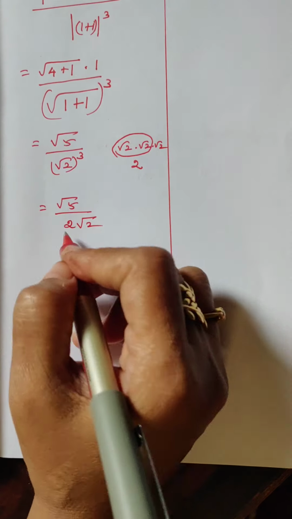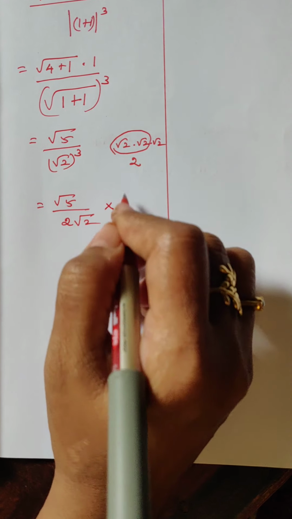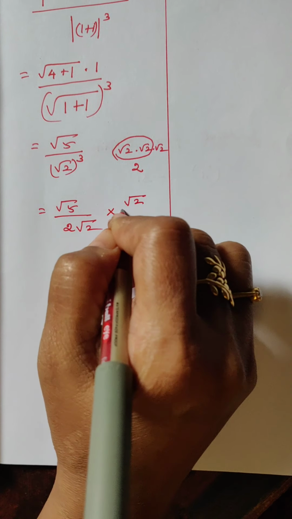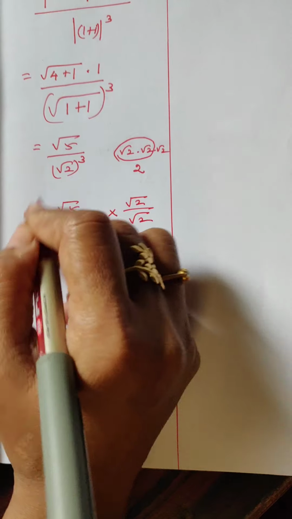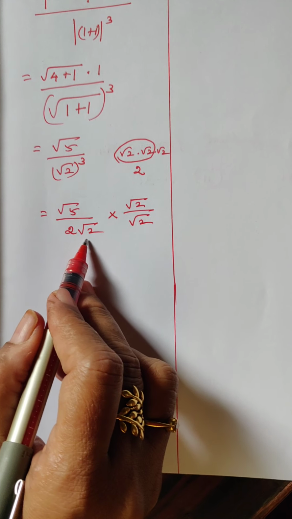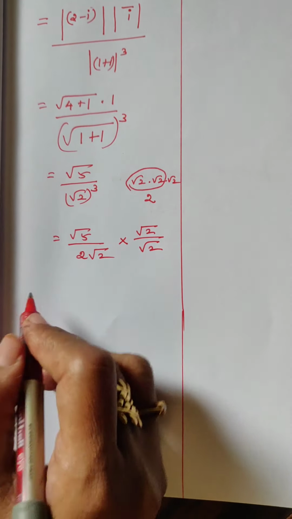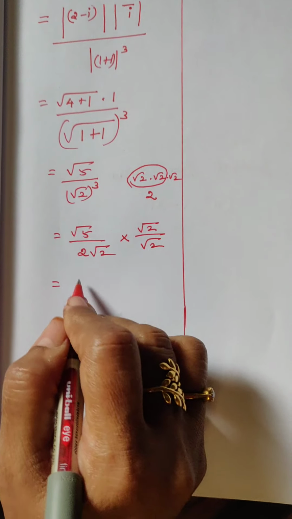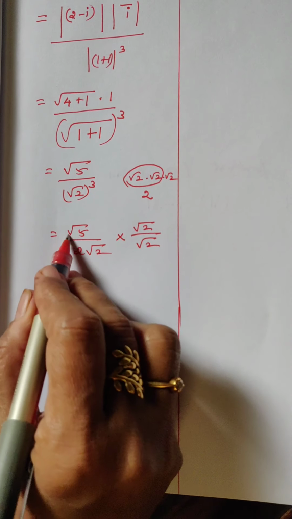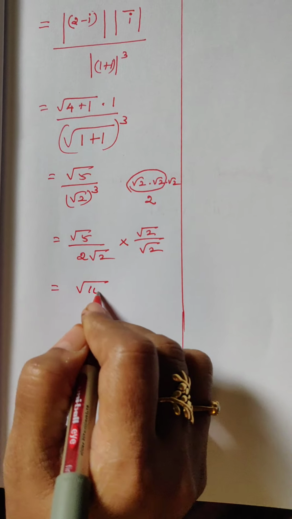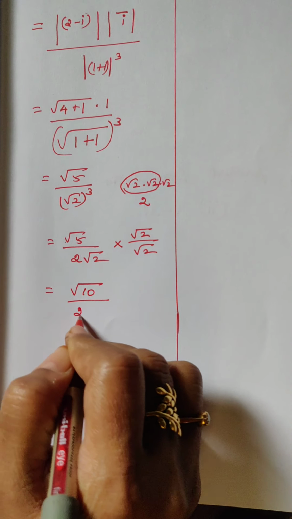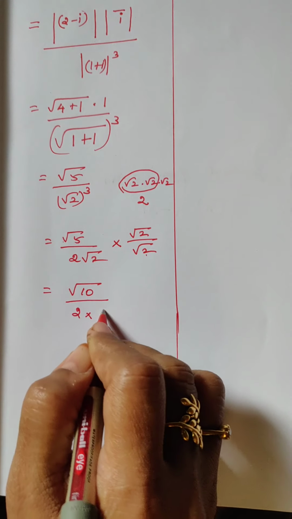Since you have the irrational term here, I am going to multiply and divide by root 2 in order to rationalize it, because you have the root 2 in the denominator. So I want to rationalize this function. So I am going to multiply and divide by root 2. So root of 5 twos are 10 by 2 into root 2 into root 2 is 2.